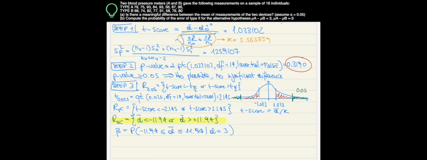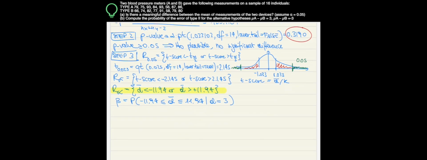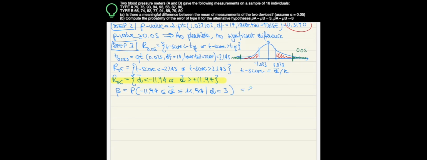So many times, when we have to calculate the type 2 error, for example for the case 1 for Chows, we usually have the sample mean, and we know the distribution of the sample mean under the alternative hypothesis. In this case, we don't know the distribution of d bar under the alternative hypothesis, but it's easy to retrieve a well-known distribution if we standardize.